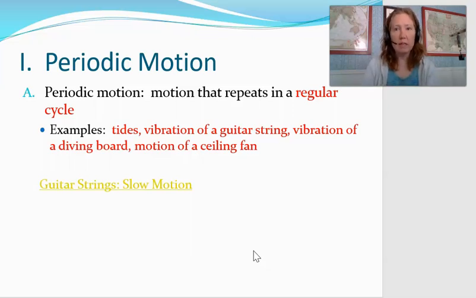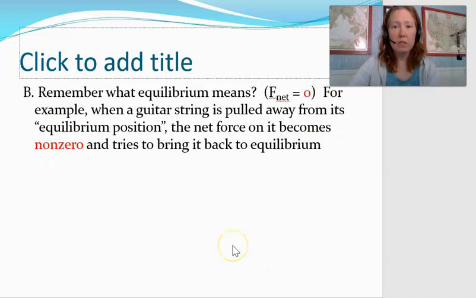So we start off by talking about periodic motion, which is any kind of motion that repeats. And so you can see some examples there, and play that guitar string video if you would like to see it. Okay. And then we get more specific.